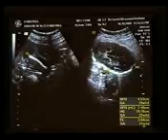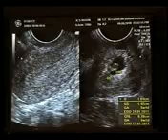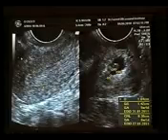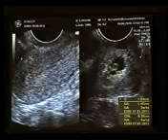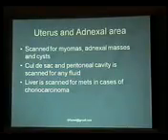Abdominal pregnancy. Another abdominal pregnancy where you can see there is no uterine outline there. This is a femur, this is the head. Another ectopic case where the uterus looks normal, but the pregnancy was outside.